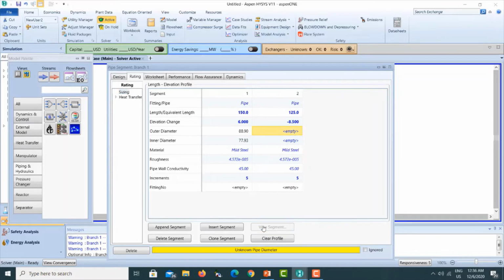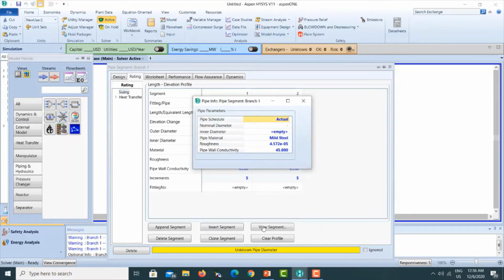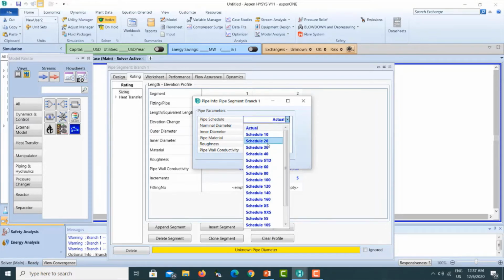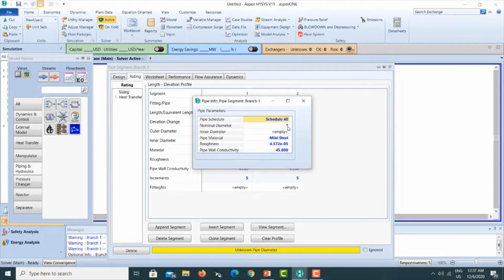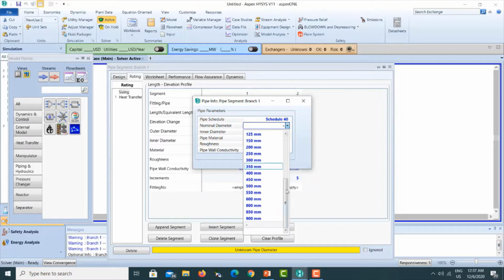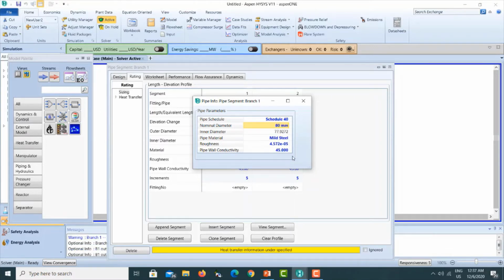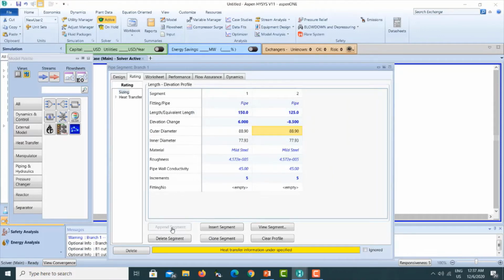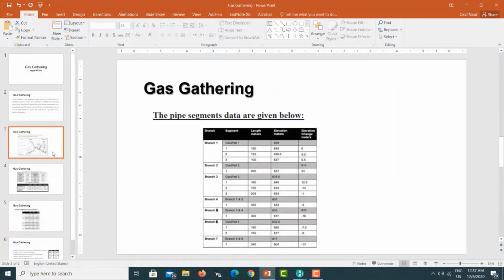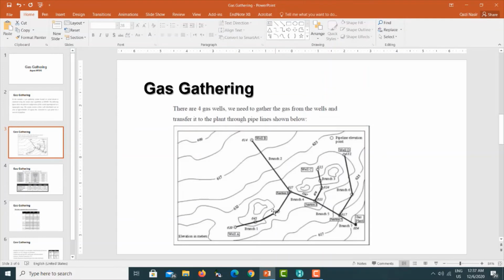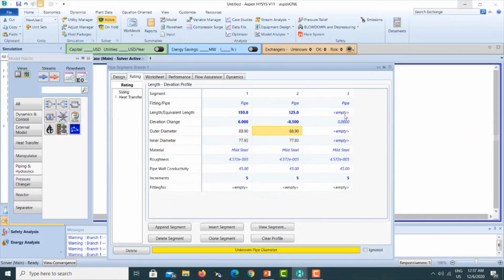You need to click on the view segment, and similarly here we need to give them the schedule 40, and we need to provide the nominal diameter of, let's say, 80. Same. Okay, we need to close this one. Similarly, we need to add another segment because they are based on 3 segments according to this figure: one segment, second segment, and third segment. So based on this one, we need to add a third segment.